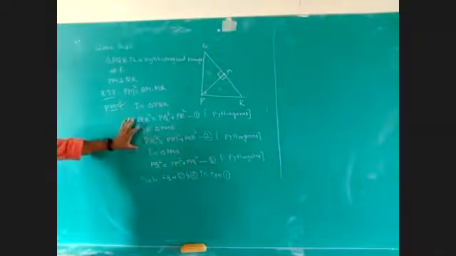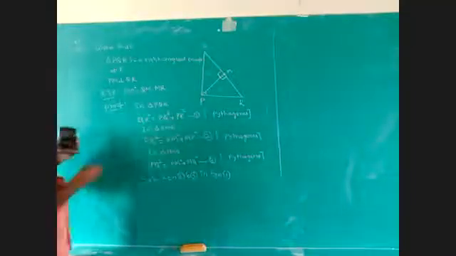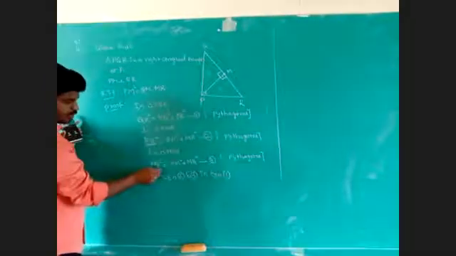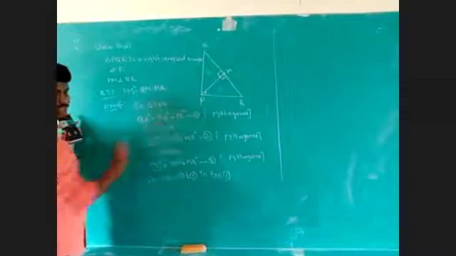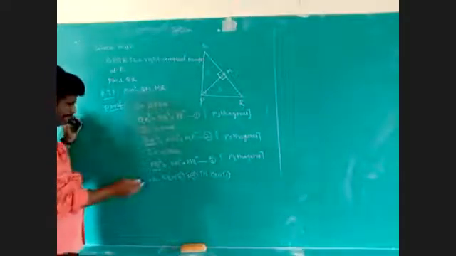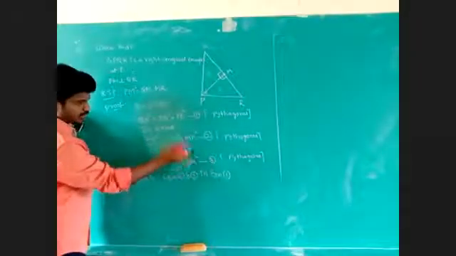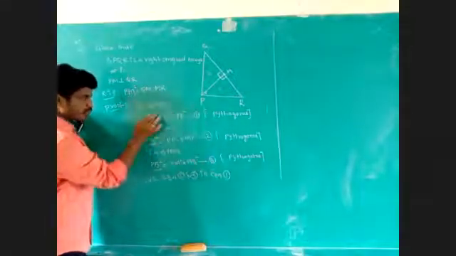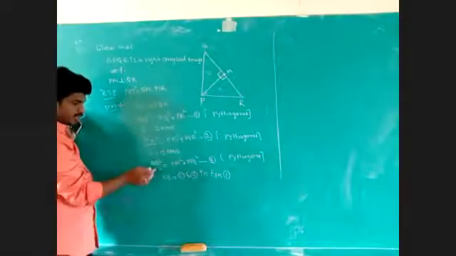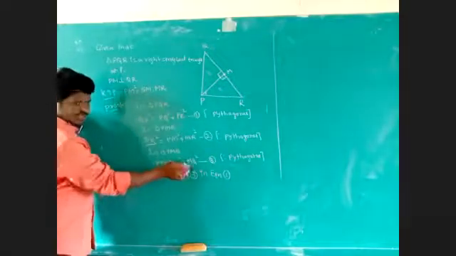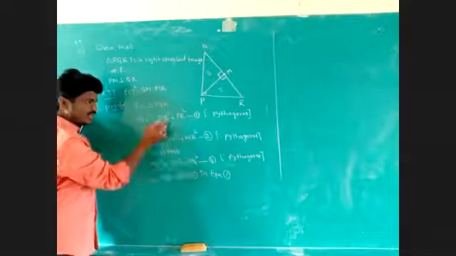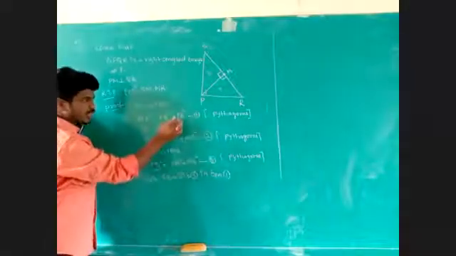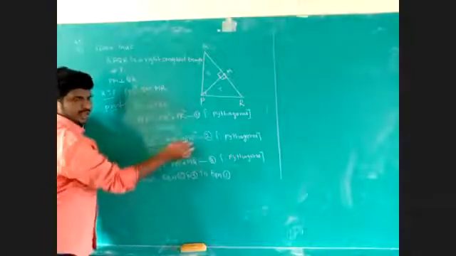From equations 1, 2, 3, substitute the PR square value and the PQ square value from equations 2 and 3 into equation number 1. In place of PQ square, substitute the PQ square value, and in place of PR square, substitute the PR square value.